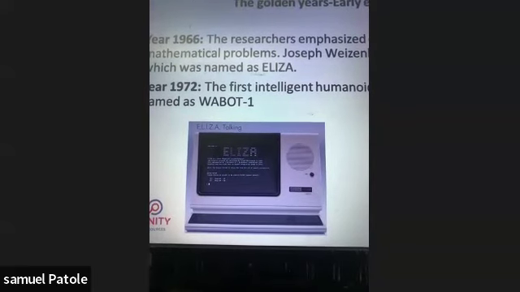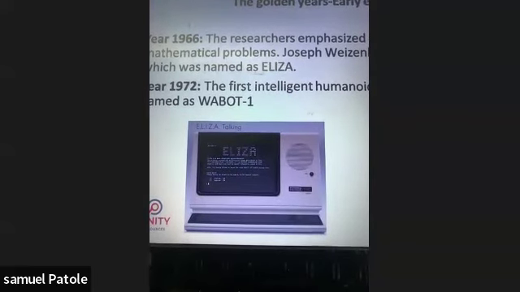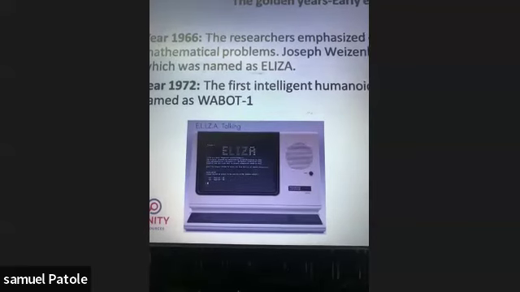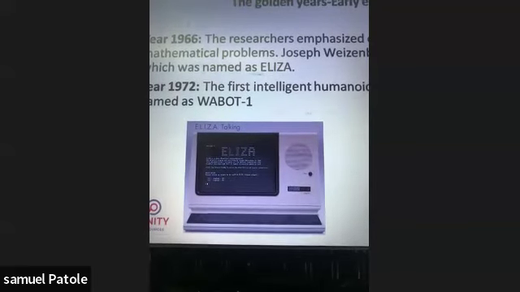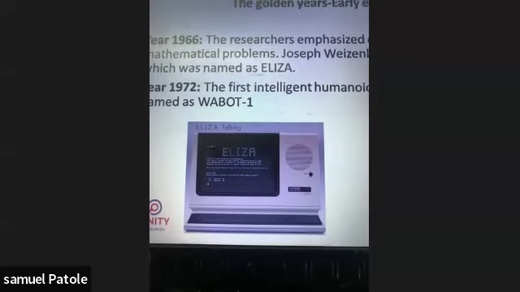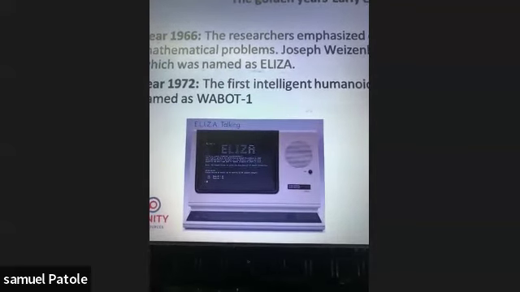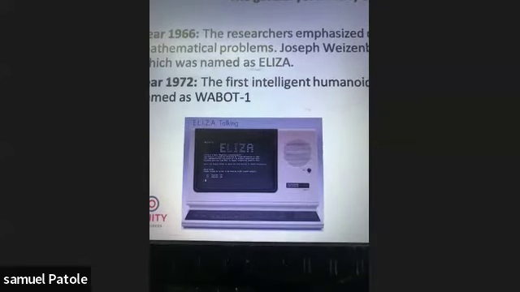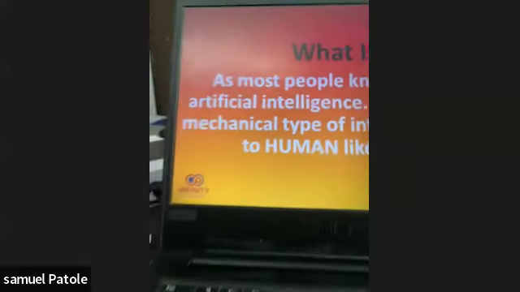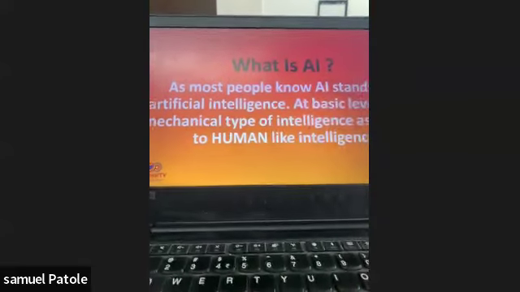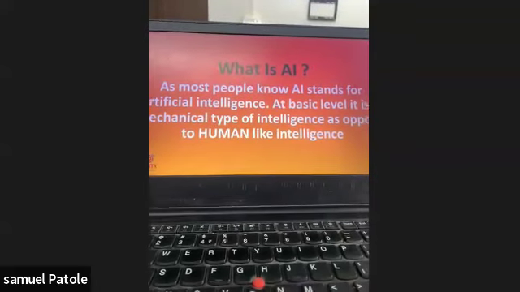Like your ChatGPT is there, your OpenAI is there. This is the first chatbot which was created in 1966, and this used to interact using Fortran. So the language which was used to design this chatbot was Fortran. Okay. Now the actual question comes: what is AI?